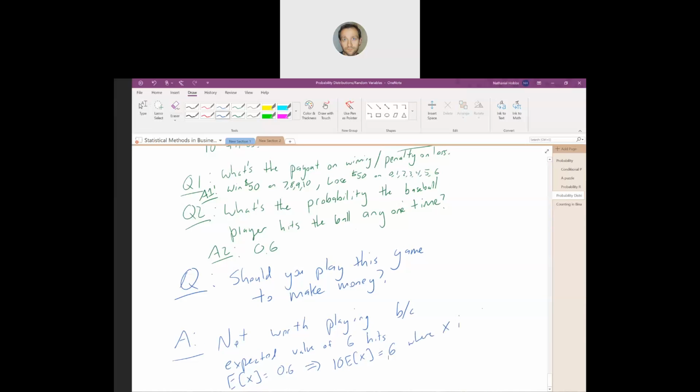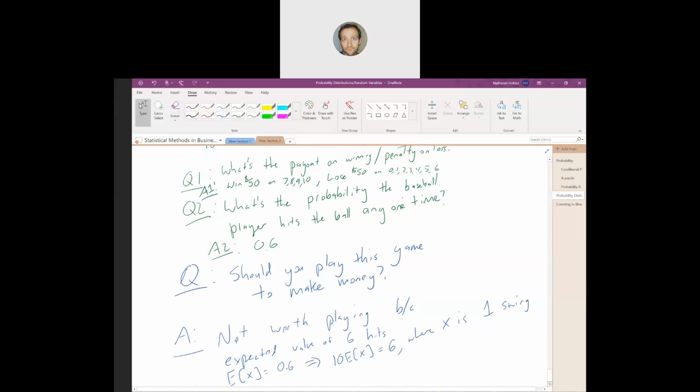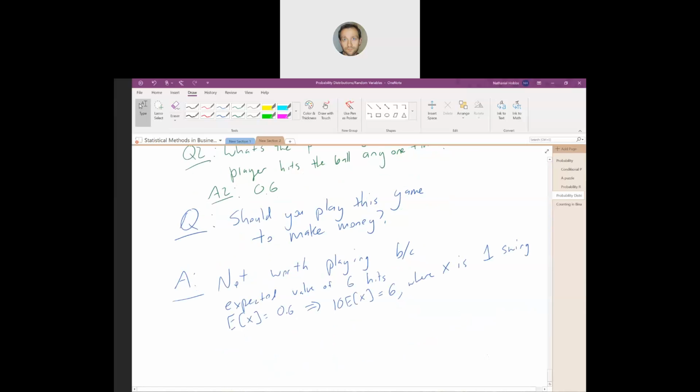Where X is 1 swing. And so the expected value is 6. So you would need 7 or more to make money, so it's not worth playing on average.